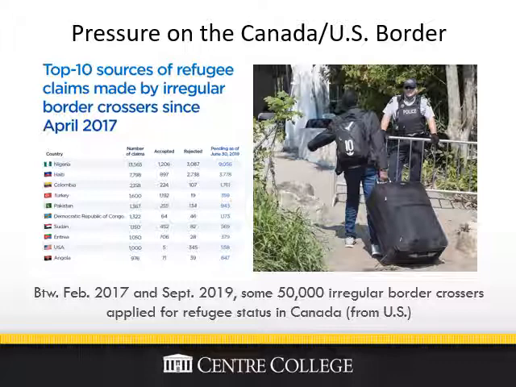So I use this case study to illustrate the true continental nature of North America's migration regime, and a number of implications that immigration policy decisions made under the Trump administration have subsequently had for Canada in terms of placing pressure on the northern border. So that is all I have in terms of this lecture.